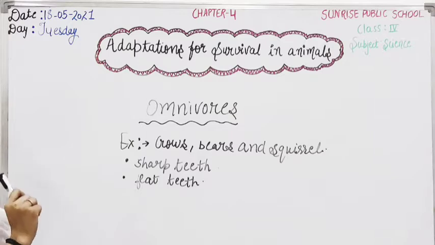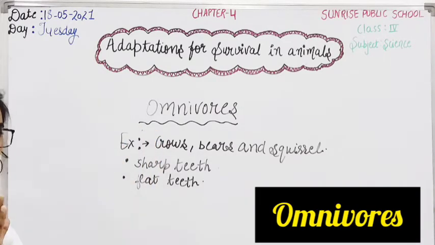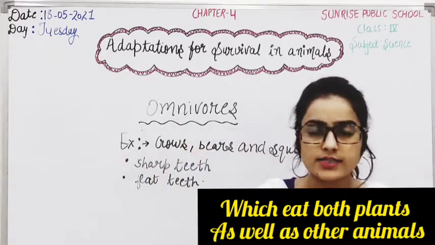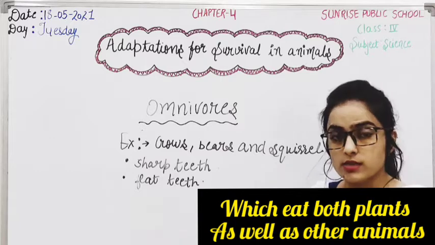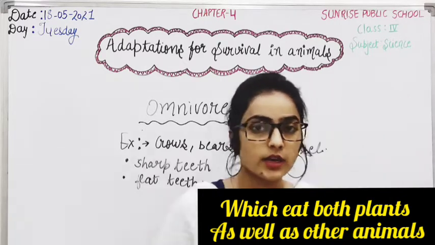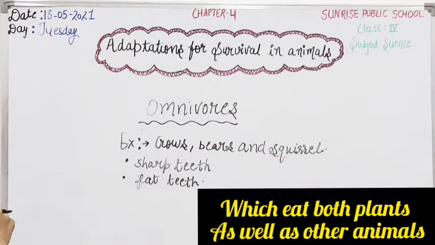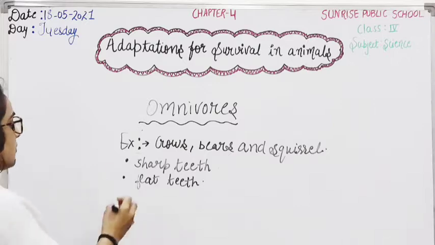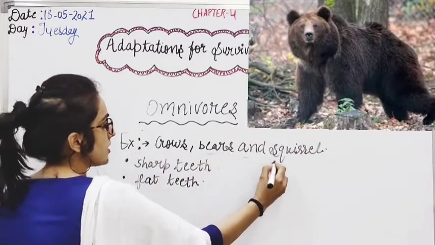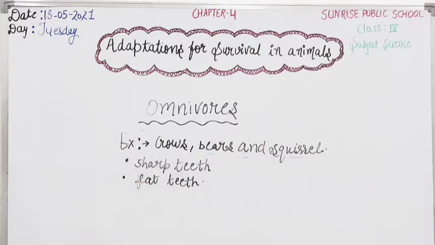So now let's discuss omnivorous animals. Omnivorous animals are those animals which eat plants as well as other animals. They eat the plants as well as the flesh of other animals. So they are known as omnivorous animals. Some examples of omnivorous animals are crows, bears and squirrel. These are some examples of omnivorous animals.